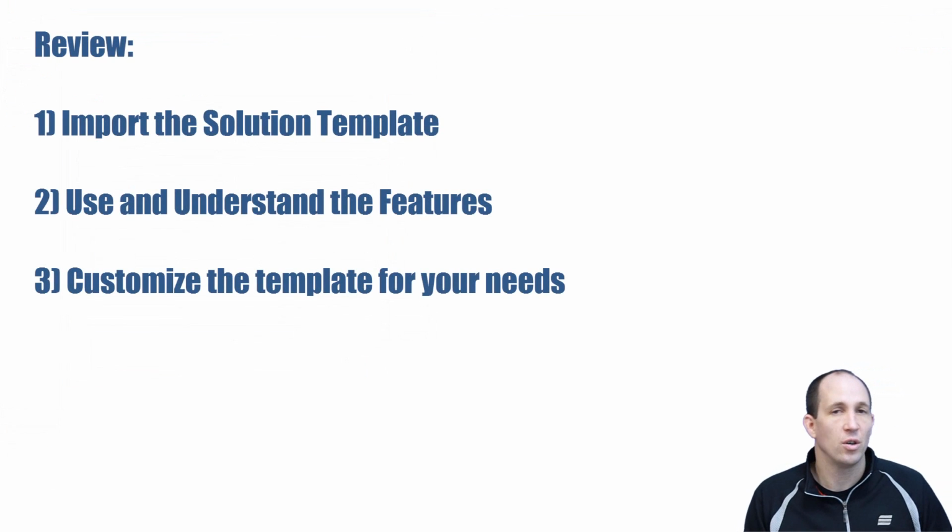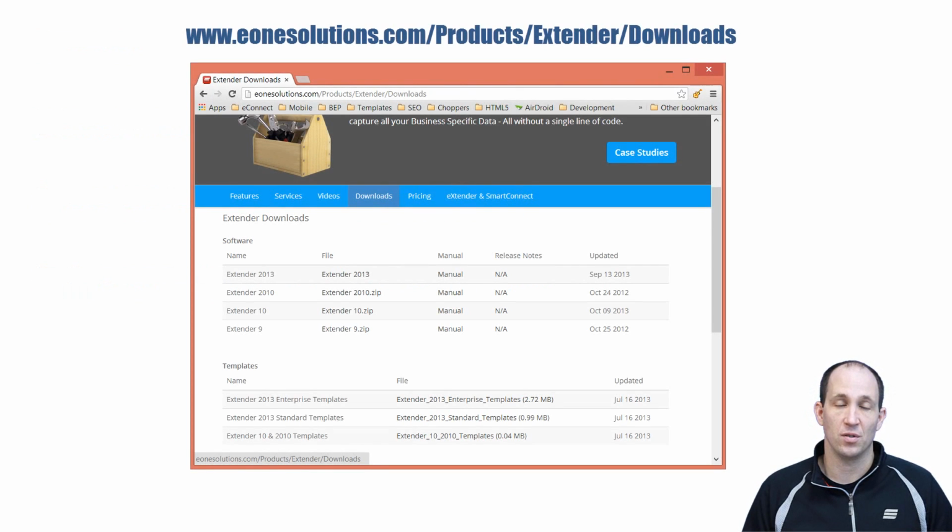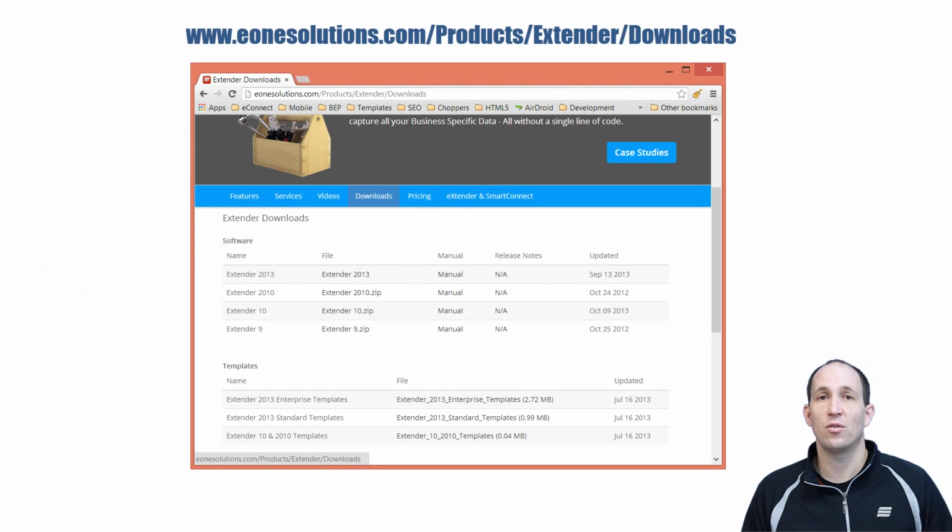Let's review what we learned. We learned that we can import the solution from our website very easily and have it right inside of GP. We saw how when we were able to use it that we had a tight integration to GP and you can drill back at any time. And finally, we looked at how we can customize it and make this fit for our business, no matter how different it is from that template. If you would like to download the template that we used today for this video, you can do that directly from our website, along with several other extender templates.